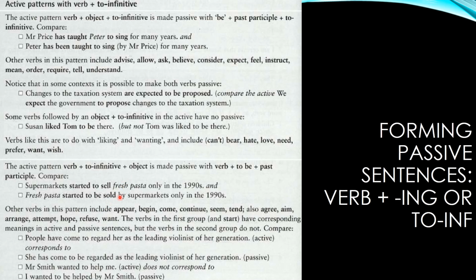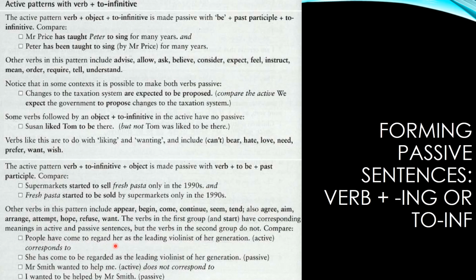Other verbs in this pattern include appear, begin, come, continue, seem, tend, and also agree, aim, arrange, attempt, hope, refuse, and warn. The verbs in the first group and start have corresponding meanings in the active and passive sentences, but the verbs in the second group do not. Just compare.